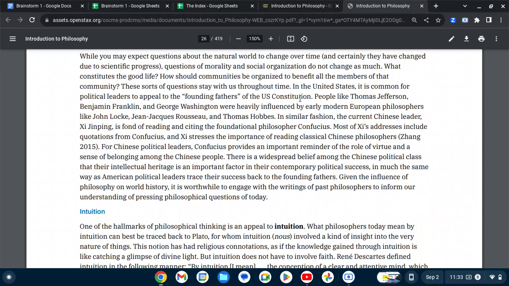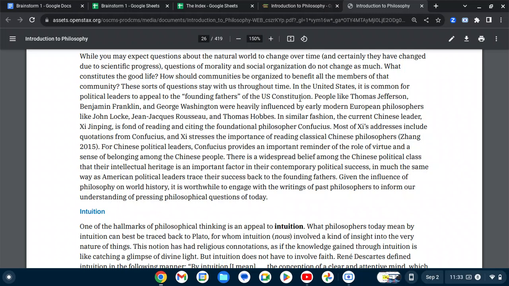In a similar fashion, the current Chinese leader, Xi Jinping, is fond of reading and citing the foundational philosopher Confucius. Most of Xi's addresses include quotations from Confucius, and Xi stresses the importance of reading classical Chinese philosophers. For Chinese political leaders, Confucius provides an important reminder of the role of virtue and a sense of belonging among the Chinese people. There is a widespread belief among the Chinese political class that their intellectual heritage is an important factor in their contemporary political success, in much the same way as American political leaders trace their success back to the founding fathers.